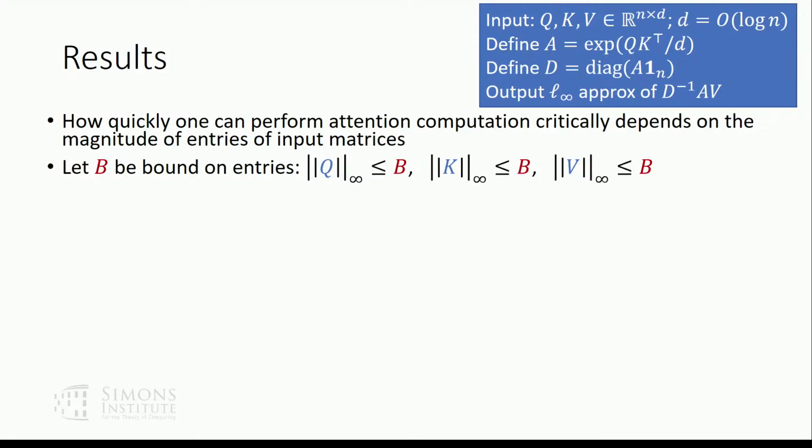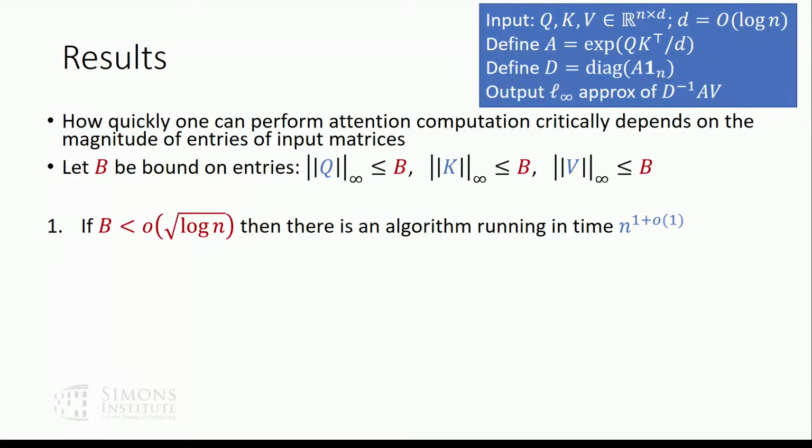So we have two results. The first is a new algorithm that says if B is less than square root of log n, there's this threshold square root of log n, and if B is less than that, then there's actually a very fast, nearly linear time algorithm for this problem. You can do way, way faster than n squared time. You can get all the way down to n to the 1 plus little o of 1, almost linear time in the input size.